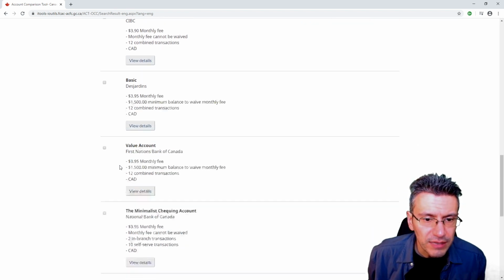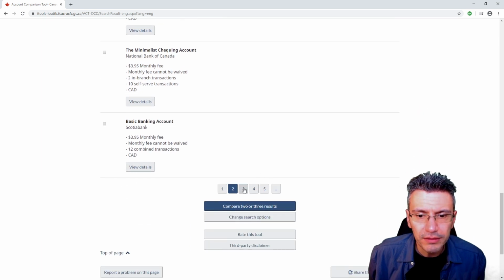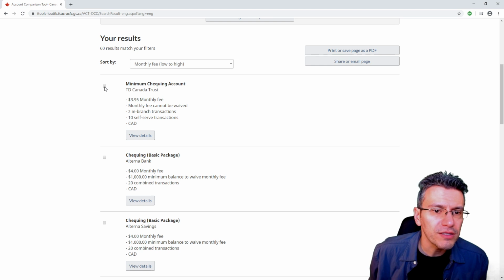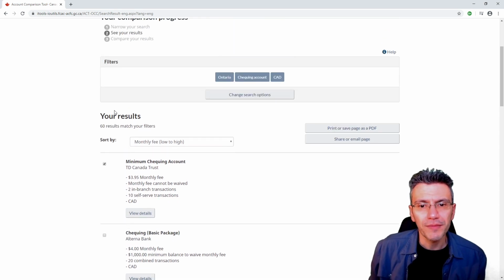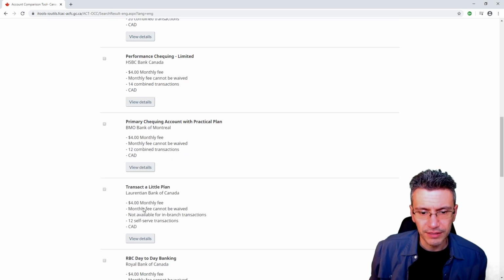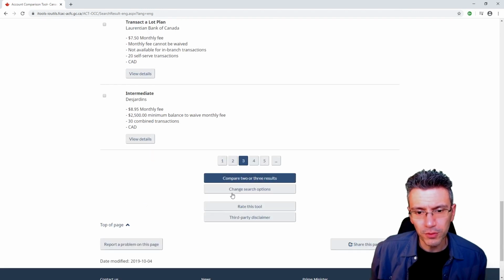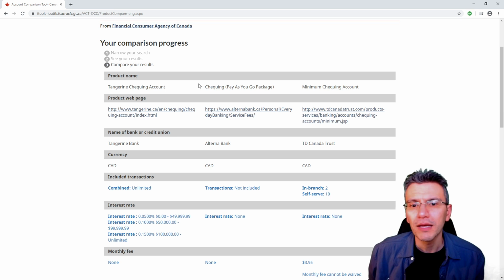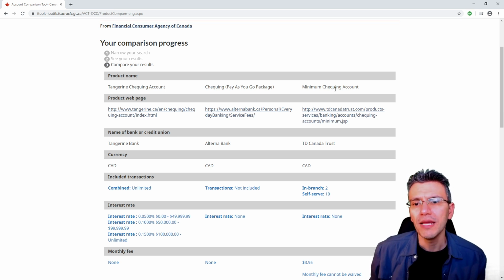Let's see, can I find a CIBC? Is there? Scotia, let's just pick... Now let's see it here. TD Trust, $3.95. All right. So now I've selected 3 different accounts. So this tool also allows you to compare 2 or 3 results at the same time. So I've selected Tangerine, the pay-as-you-go Alterna Bank one, and then TD.